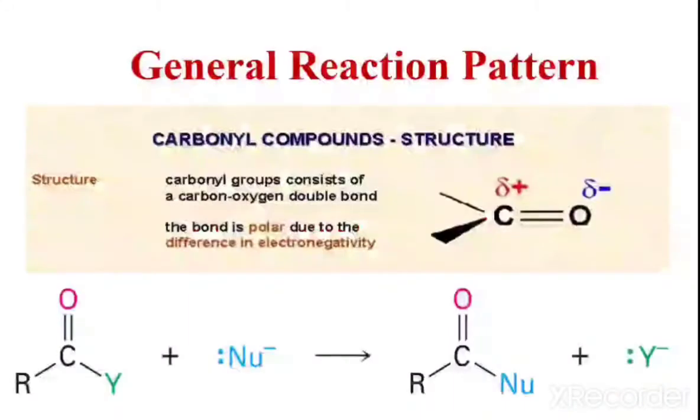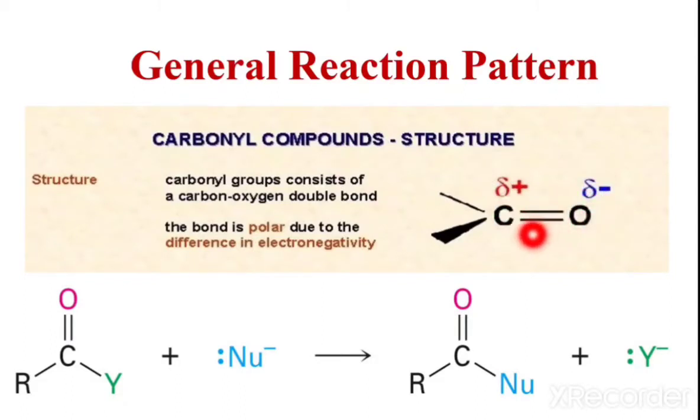Friends, we know that the nucleophile is an electron-rich species, therefore it is an attacking species. That means the nucleophile attacks the electron-deficient species. If you see the general reaction, this is the structure of a carbonyl compound, C double bond O, here a delta plus and here a delta minus.